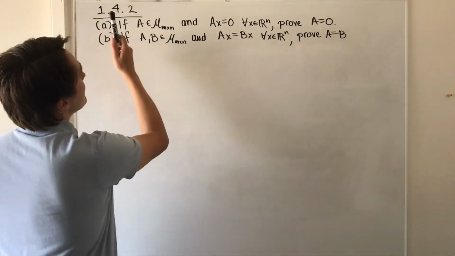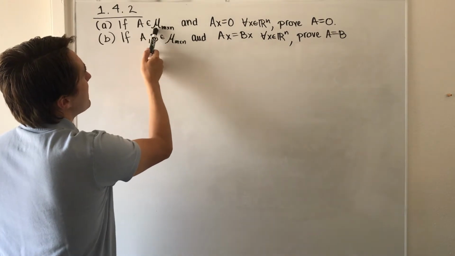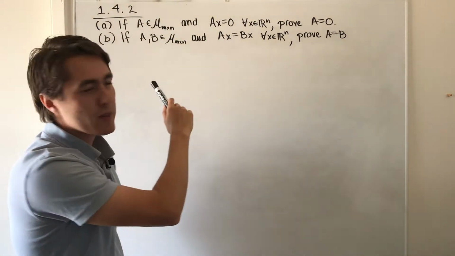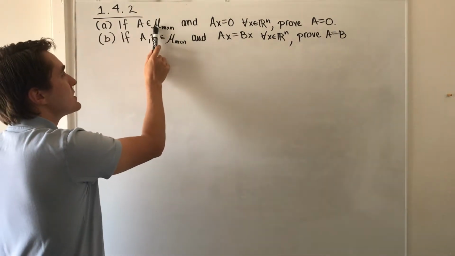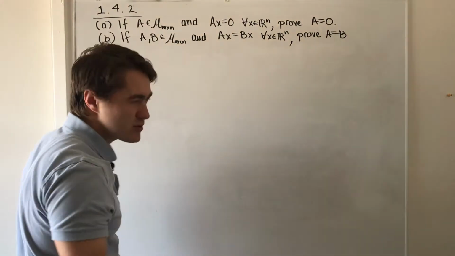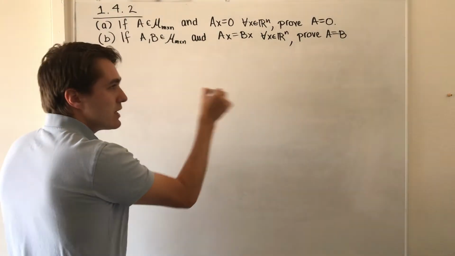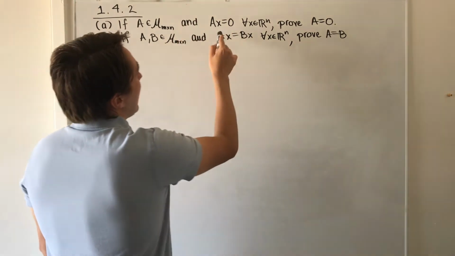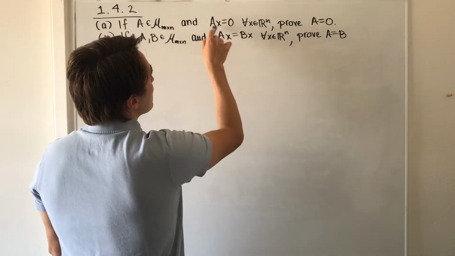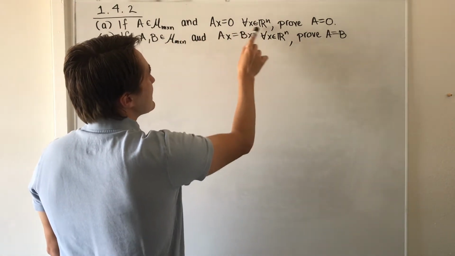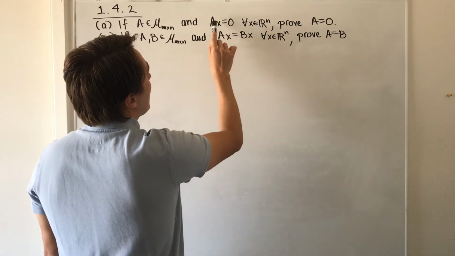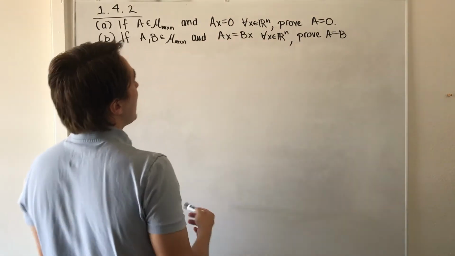So part A is if A is an m by n matrix. This is going to be the notation I use for that. This is just the set of matrices that are m by n. Of course, we're going to assume they're over R, so all elements are real numbers. And we know that for all x in Rn, so this is a vector now, a vector in Rn, A times x is 0.